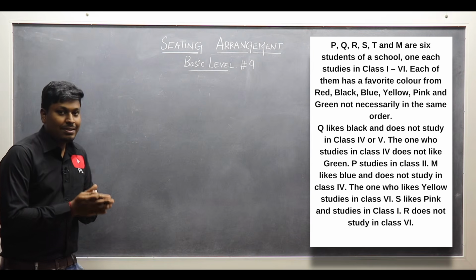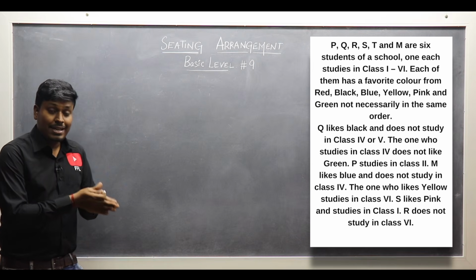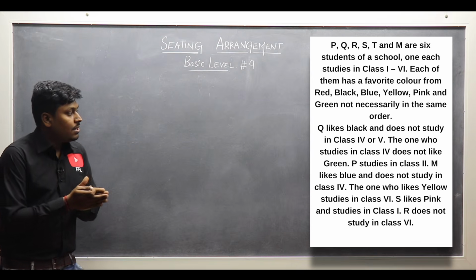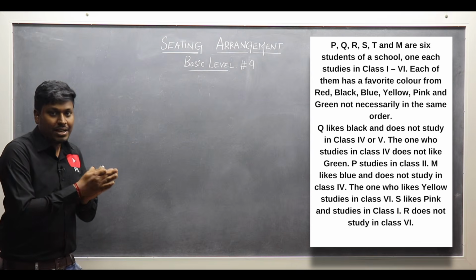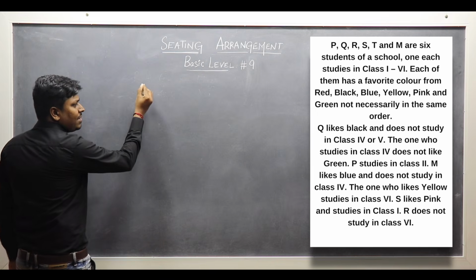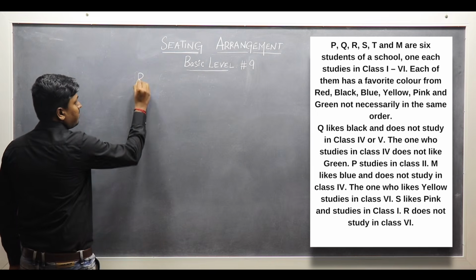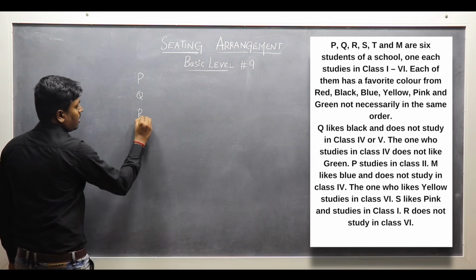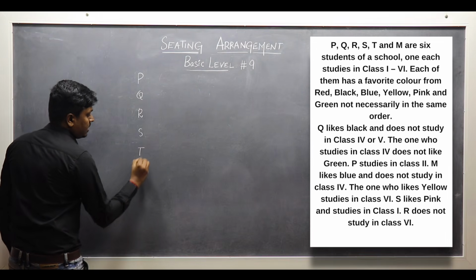So what is our target? Our target is to find which person is studying in which standard out of the 6 standards, from 1 to 6, and also his favorite color. So totally there are only 6 persons: P, Q, R, S, T and M.